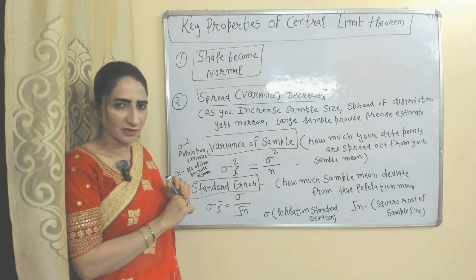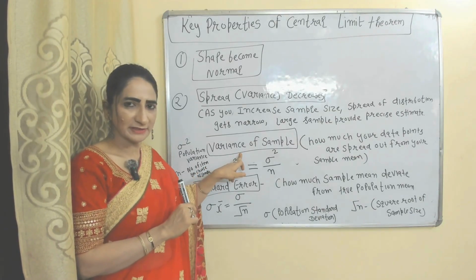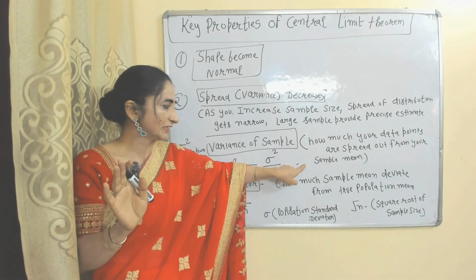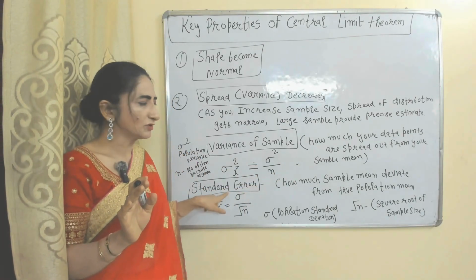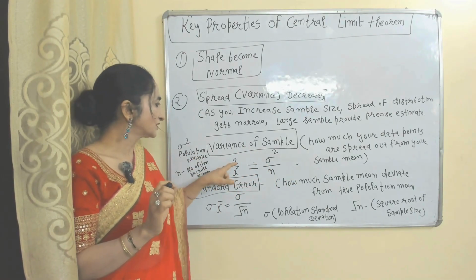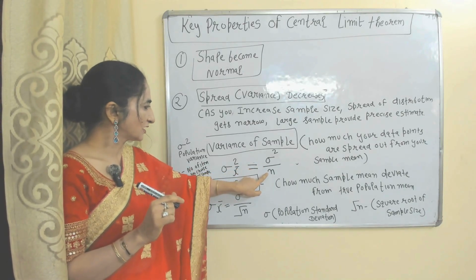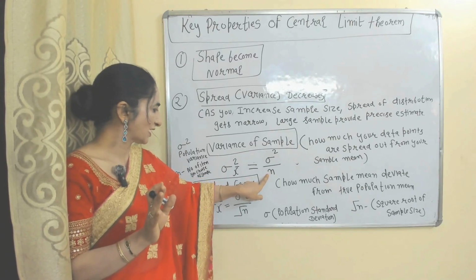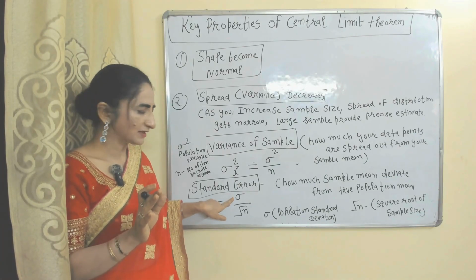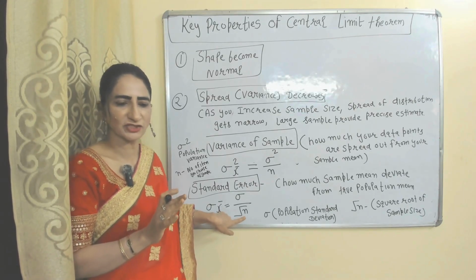In central limit theorem, we calculate variance of sample and standard error. Variance of sample tells you how much your data points are spread out from the sample mean. And standard error tells you how much the sample mean deviates from the true population mean. This is the formula to calculate variance of sample: population variance divided by the number of items you choose as a sample. This is the formula to calculate standard error: population standard deviation divided by the square root of sample size.